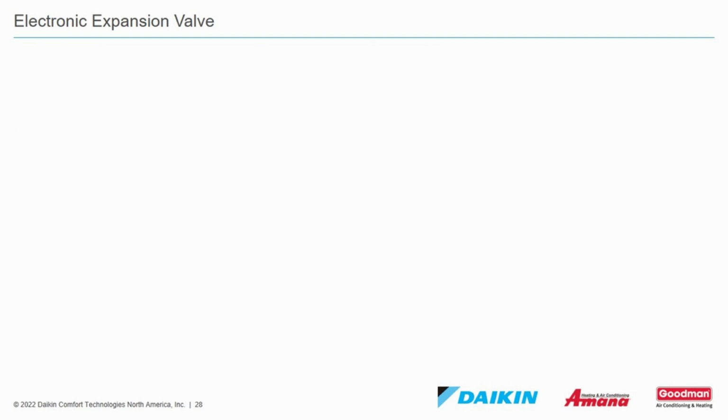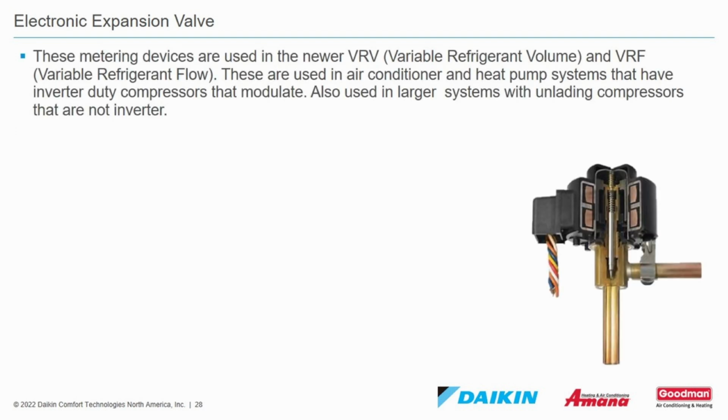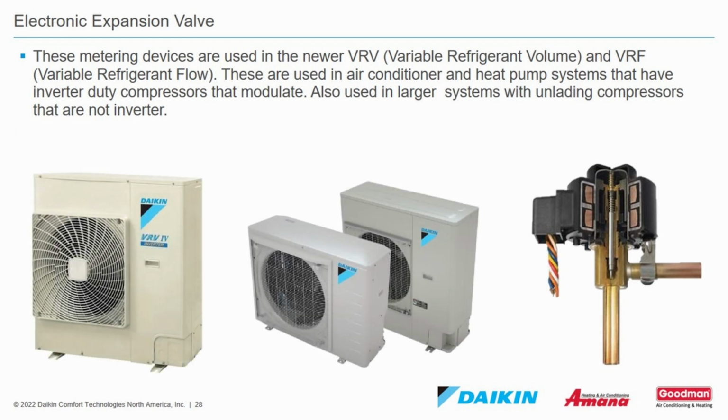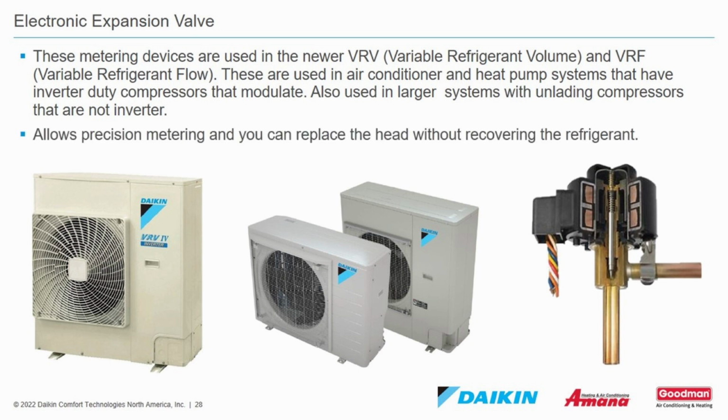Electronic expansion valve, EEV. These metering devices are used in newer VRV, variable refrigerant volume, and VRF, variable refrigerant flow, systems. These are used in air conditioner and heat pump systems that have inverter duty compressors that modulate. Also used in larger systems with unloading compressors that are not inverter driven. This allows for precision metering, and you can replace the power head without recovering the refrigerant. They also will meter in both directions.